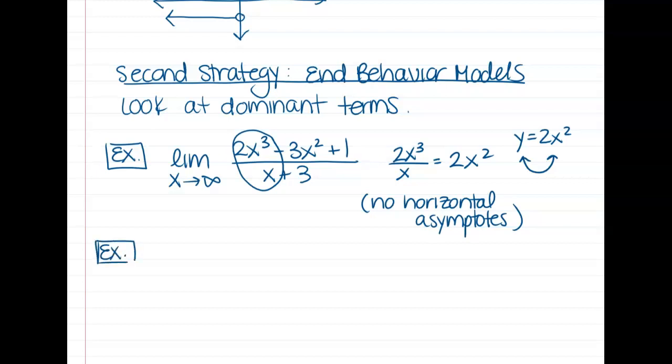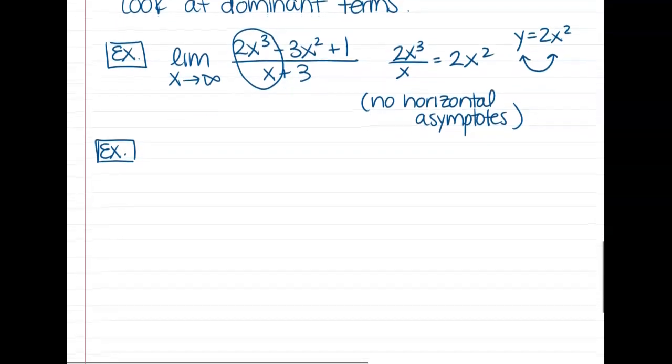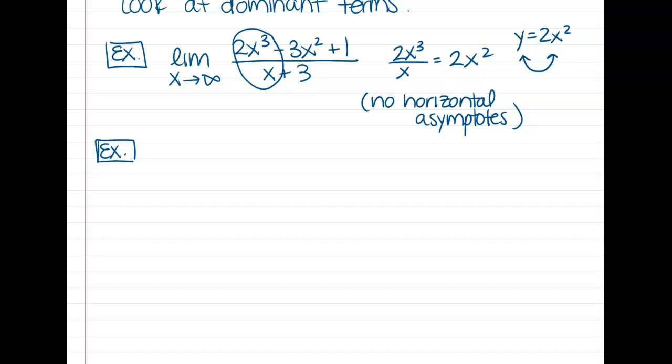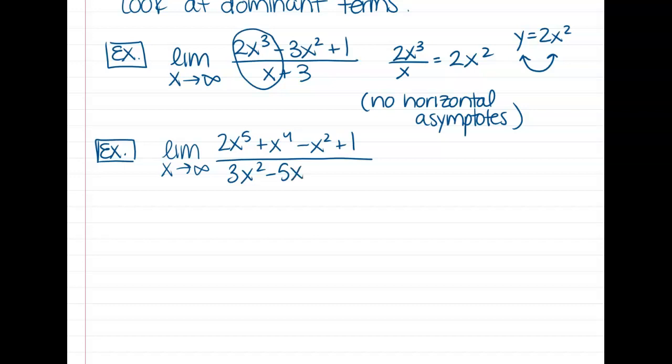For another example, let's do the limit as x approaches infinity of 2x to the fifth plus x to the fourth minus x squared plus 1 over 3x squared minus 5x plus 7.